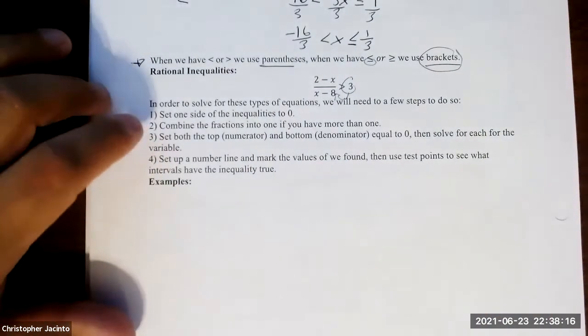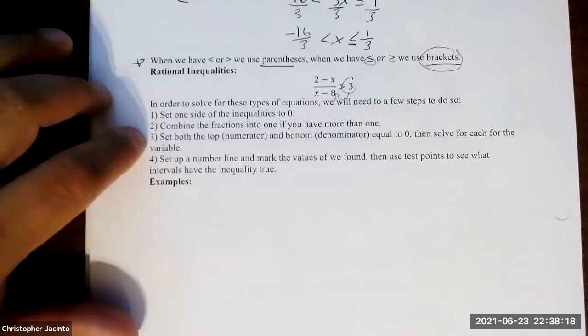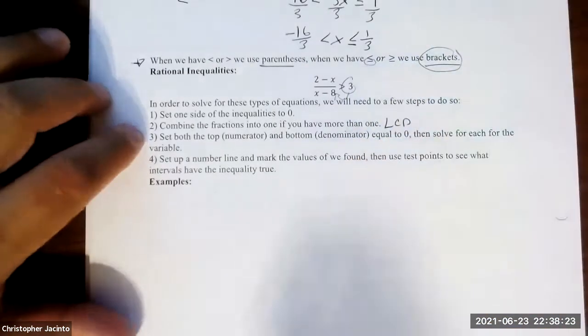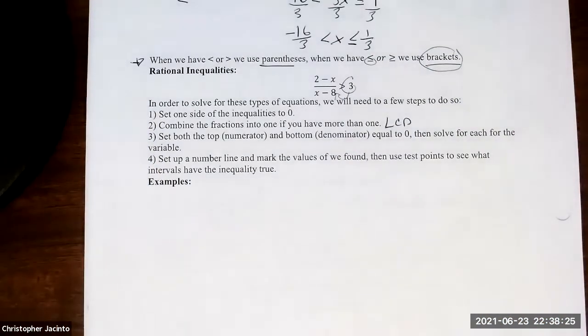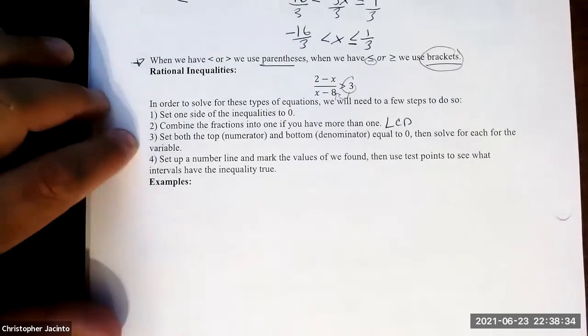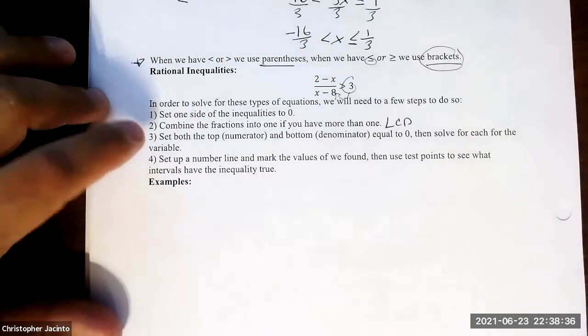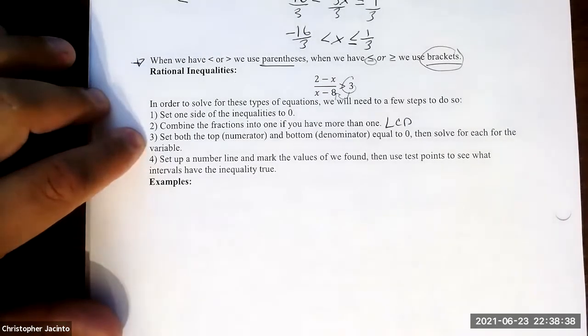The next thing we want to do is combine both fractions together, which means we're going to find the LCD, like we did last section. Remember, this time we're not going to be multiplying. We're literally going to find the LCD and see what we actually need to do. And then the second to last step is we're going to set both the top and the bottom equal to 0 and solve each one individually.